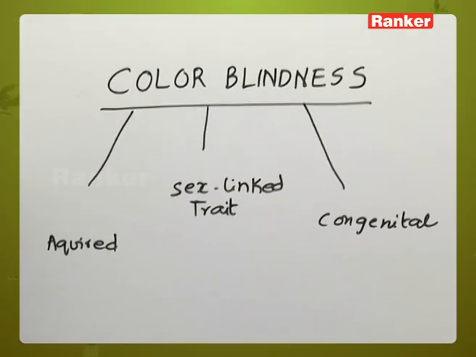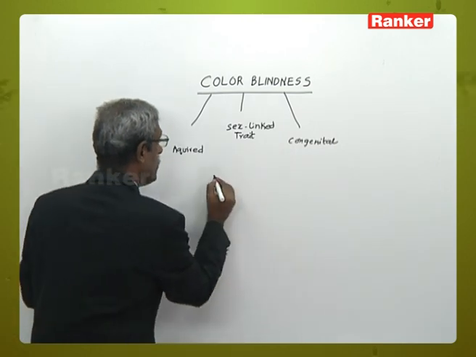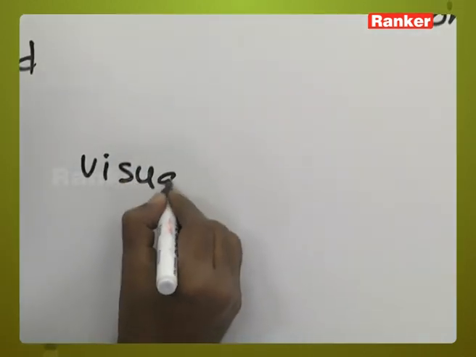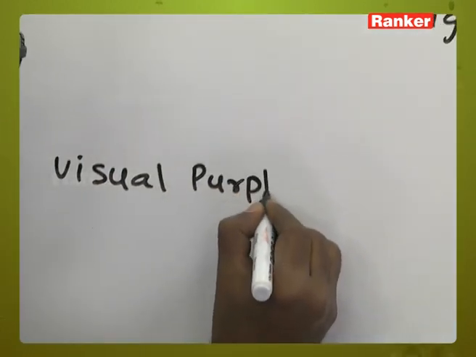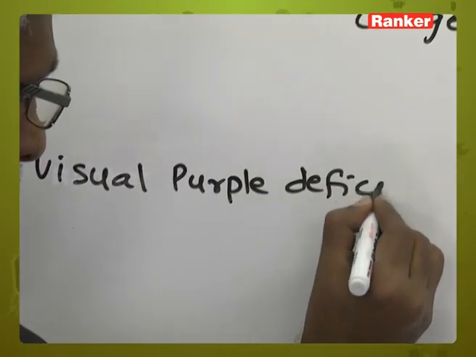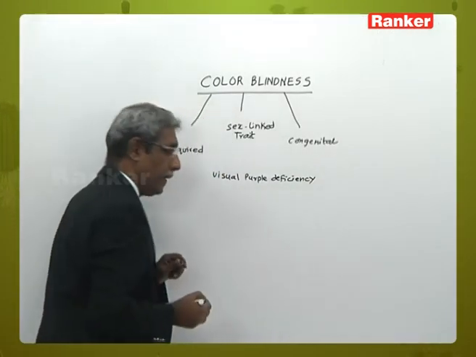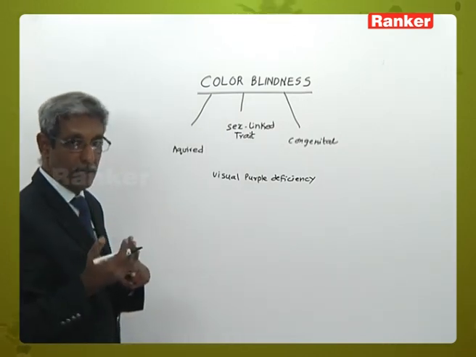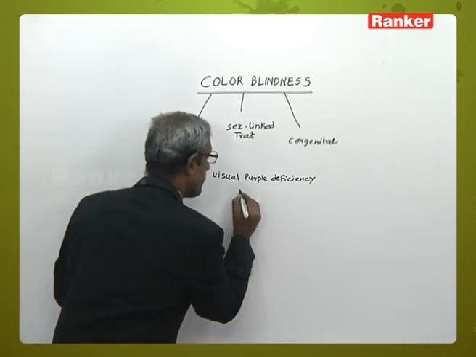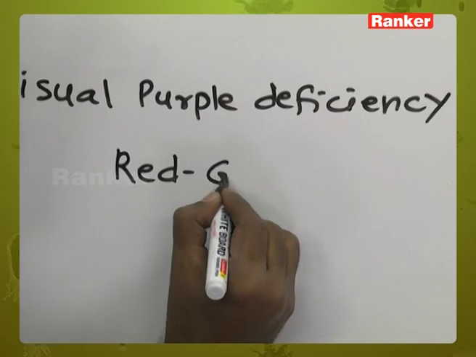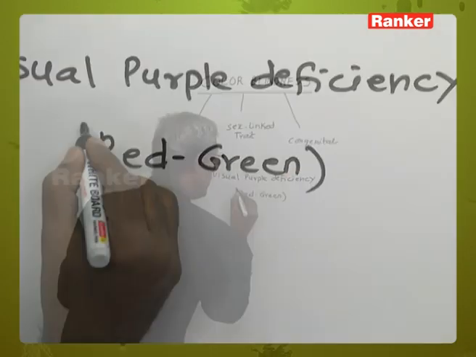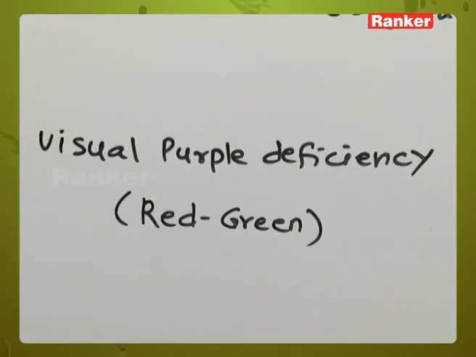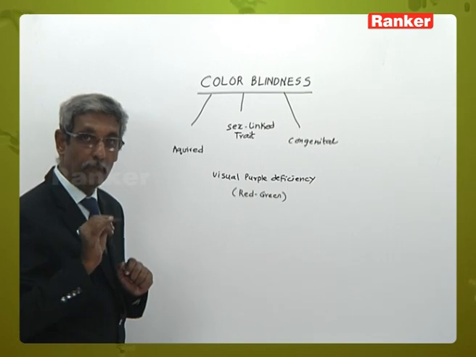The pattern of color blindness primarily refers to a visual purple deficiency. People cannot distinguish between red and green. The visual purple deficiency is due to the interference of the retinal rods.